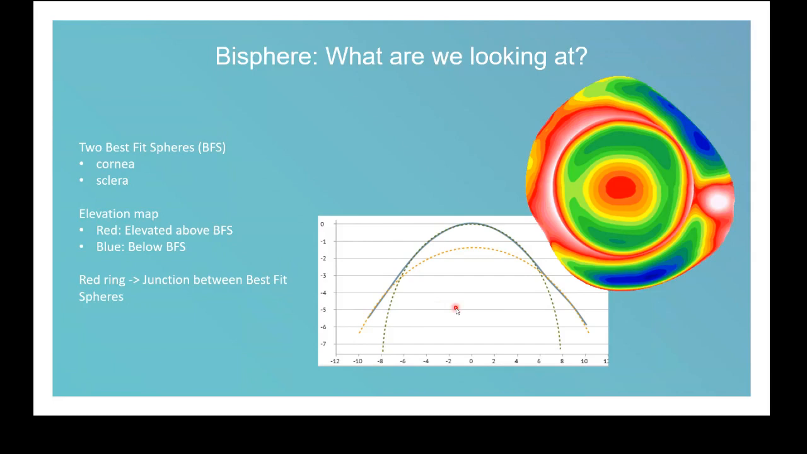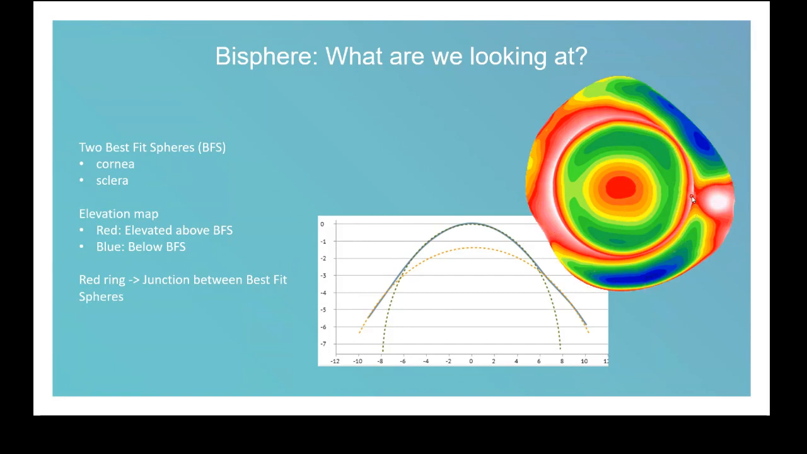If you do this, everything which is elevated, so above the best fit sphere, will be colored red, or if it's even more elevated, it will be white. If it's below the best fit sphere, it will be blue. So what you can see in this map: the central cone, which is elevated, you see this pinguecula on the right side, which is extremely elevated, and we also see this red ring.